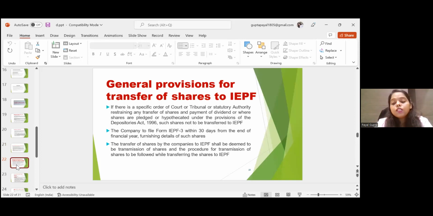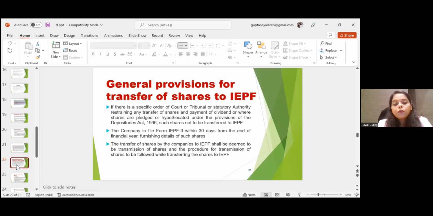There is a concept that if there are shares which have already been pledged or hypothecated under the Depositories Act 1996, those shares won't be transferred to the IEPF. Company has to file IEPF 3 within 30 days from the end of the financial year, furnishing details of such transfer. If there is something कि जिसपे already हमारा कुछ pledge किया हुआ है, hypothecation किया हुआ है under Depository Act, तो वो shares IEPF में transfer नहीं होगी. But हमें एक statement देना होगा e-form IEPF 3 में within 30 days from the end of financial year, so we have to give the details regarding such shares in IEPF 3.